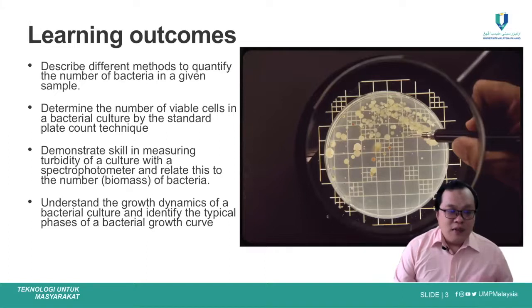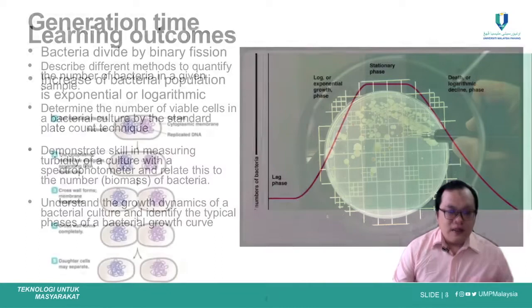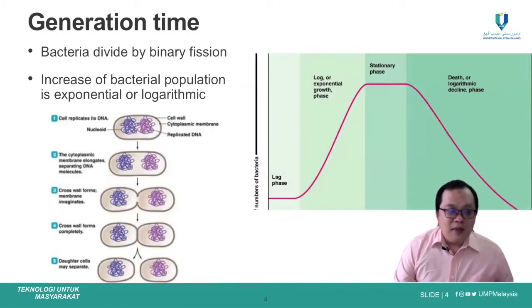Third, to demonstrate skills in measuring turbidity of a culture with a spectrophotometer and relate this to the number or biomass of bacteria. Fourth, understand the growth dynamics of a bacterial culture and identify the typical phases of a bacterial growth curve. In this experiment, we're going to obtain the generation time.